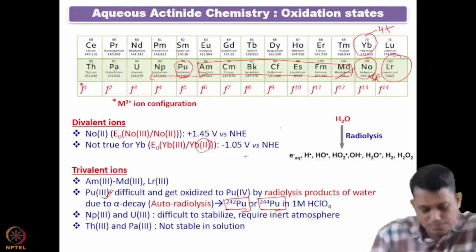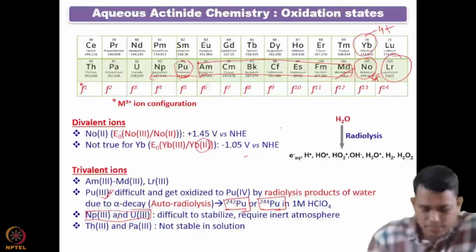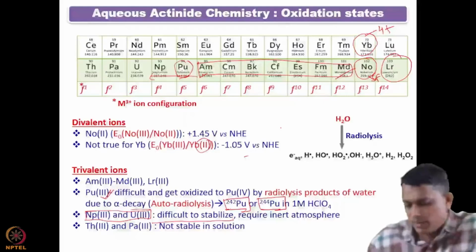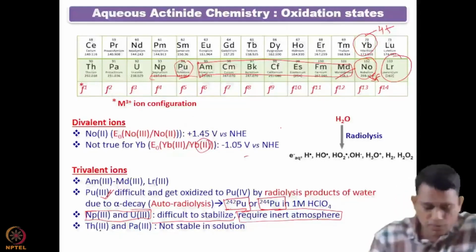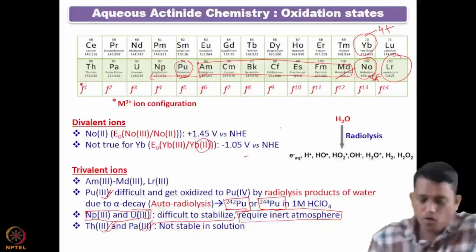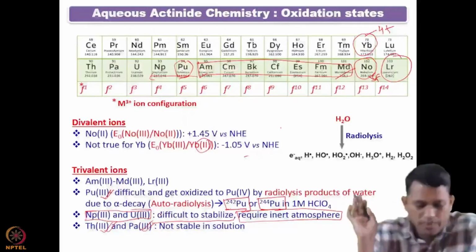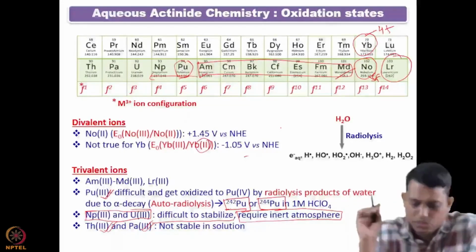When you talk about the neptunium and uranium, again they are very difficult to stabilize, and most of the time they require inert atmosphere for the stability. Thorium and protactinium, they are almost very difficult to form, and they are not even stable in the solution phase.